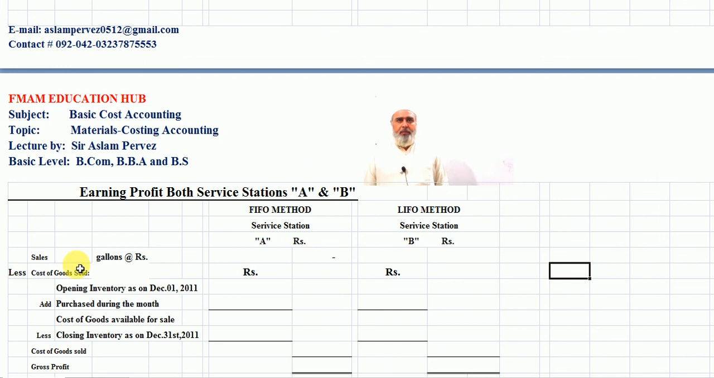Now we record the sales. Firstly, there are 88 gallons that have been sold by both the companies. Here the rate is 29 per gallon. The value is 2,55,200 rupees here. Now we have to find here again the same value.